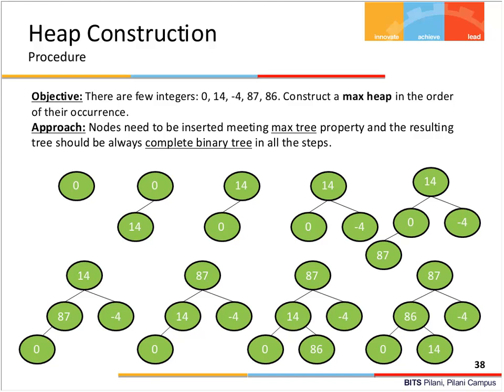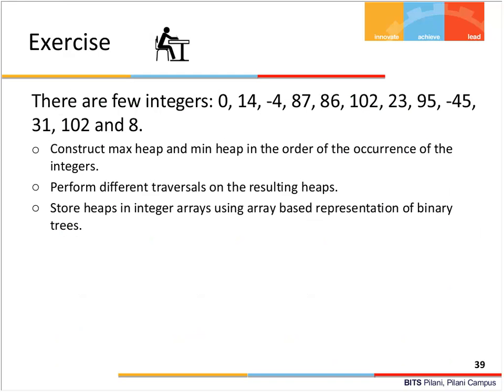Now, after constructing the tree, I can ask you to perform traversals. I can ask you several other things over this tree. Again, there is an exercise given here. You have to construct a tree taking one integer at a time from left to right. You have to perform traversals. You have to store it in an array. So many operations can be done over here.